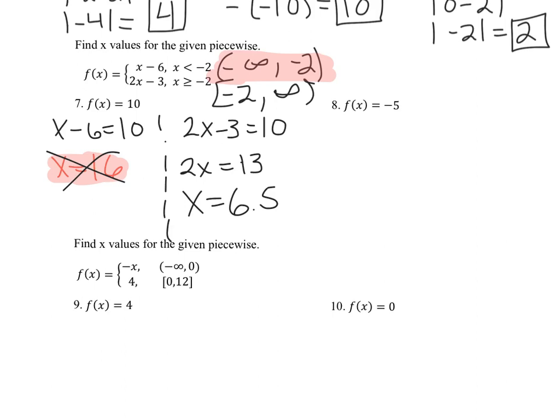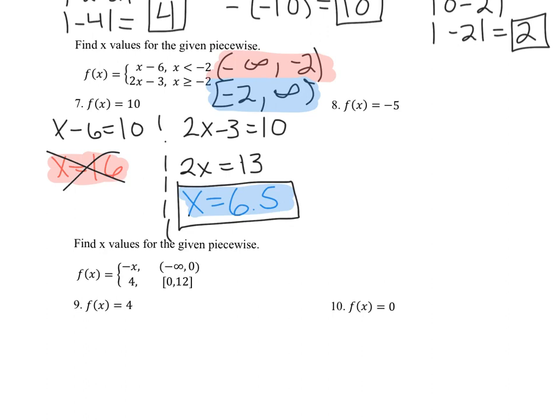But now let's take a look at the next part. We have our, and I'll use blue, 6.5. Now, does 6.5 fit in between negative 2 and infinity? And the answer is yes, indeed it does. So we found the x value that goes with y equals 10. So this right here would be our x value that we were trying to find.